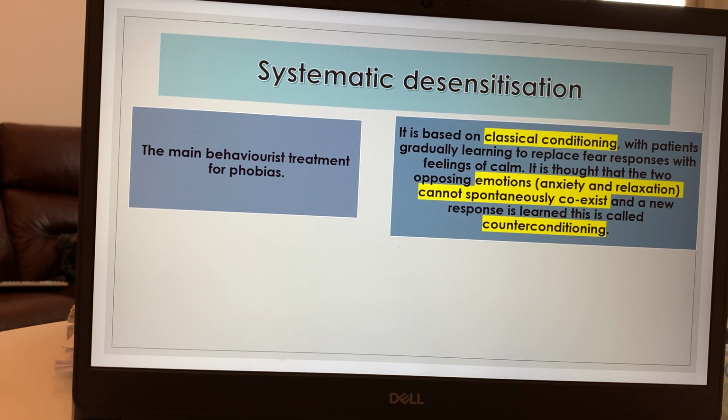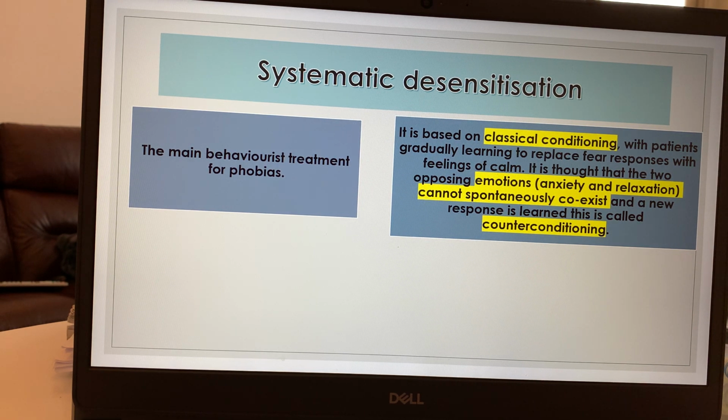It's based on classical conditioning, which is a pro for the two-process model because treatments have been developed based on classical conditioning, which is how they argue it's acquired. So they gradually learn to replace fear responses with feelings of calm. The idea is that you can't have anxiety and relaxation coexisting at the same time. It's one or the other. So what happens is they reach a peak of anxiety. They get to the highest point that they can possibly go, and then they pivot back down.